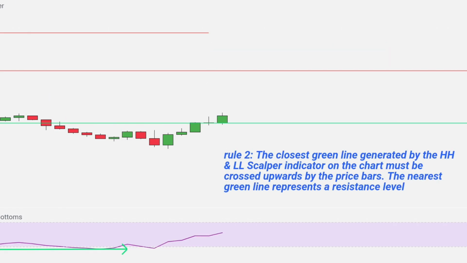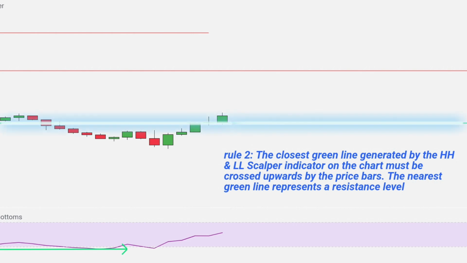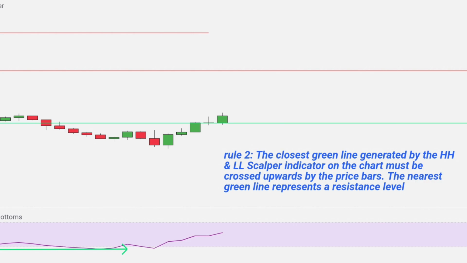Rule 2. Now, on the visual chart, the closest green line generated by the HH and LL scalper indicator must be crossed upward by the price bars. The nearest green line represents a resistance level. This indicates that the prices are gaining upward momentum, signaling that it's approaching the time to enter the trade.